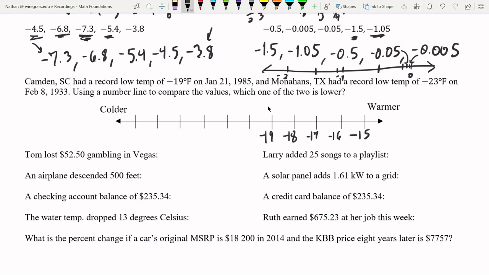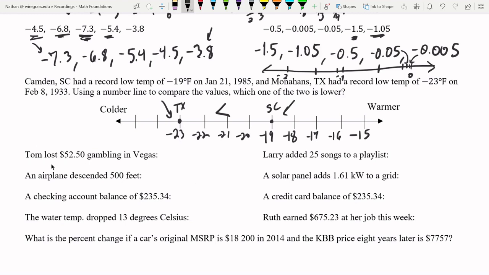It's Camden, South Carolina. I'll do South Carolina like this. Negative 20, negative 21, negative 22, negative 23. And that is this one here for Texas, for Monahans. And now you can see, well, which one's greater than, right? It's going to go like this. This is a greater temperature than this one is. So Camden, South Carolina had a, quote unquote, warmer temperature. They're still going to be cold, right? But negative 19 is comparatively warmer than negative 23 degrees Fahrenheit. So this was warmer and this was colder in this situation.